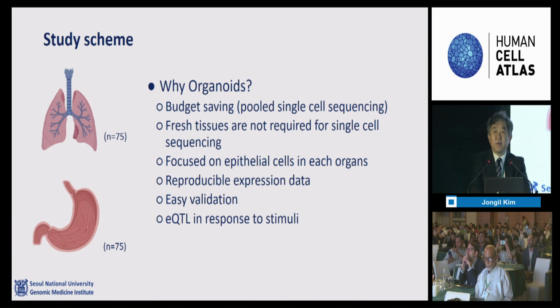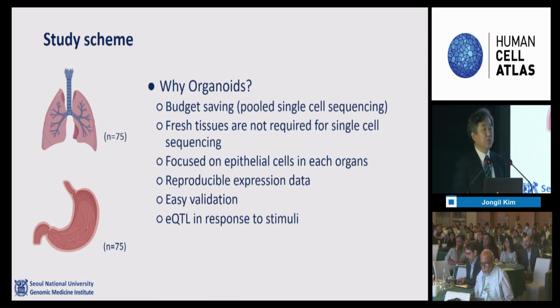But when designing the project, we finally decided to use organoids rather than solid organs because of these reasons. The first and most important thing is budget saving. We absolutely needed full single-cell sequencing for the budget, but at that time we could not be convinced that single-cell sequencing from frozen samples would be successful or not. So we decided to use organoids for the full sequencing.